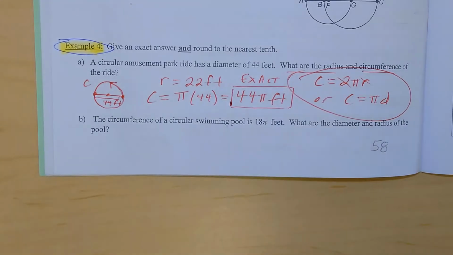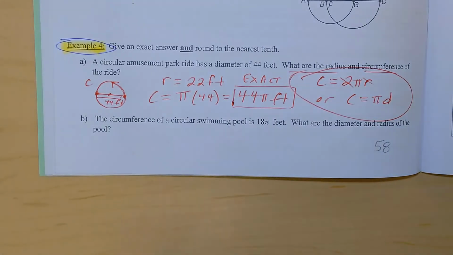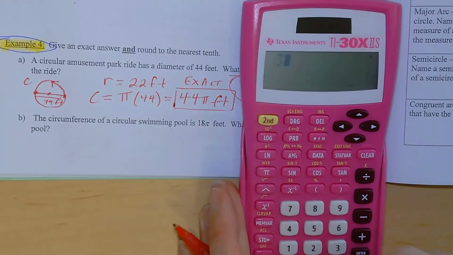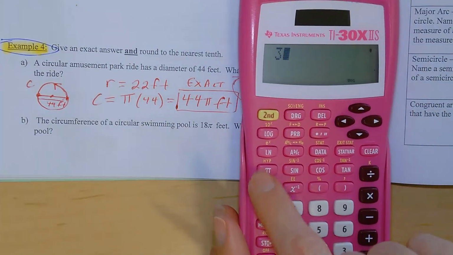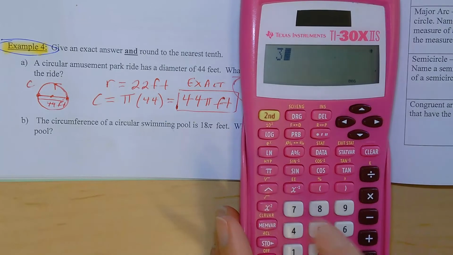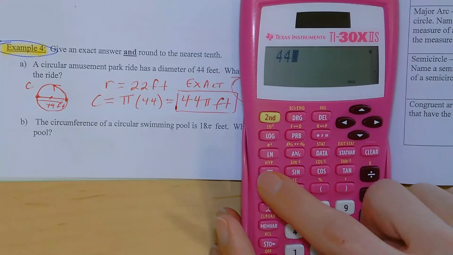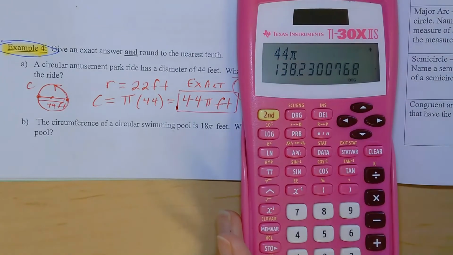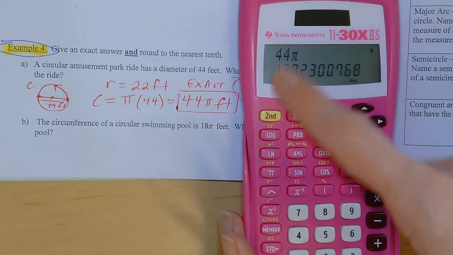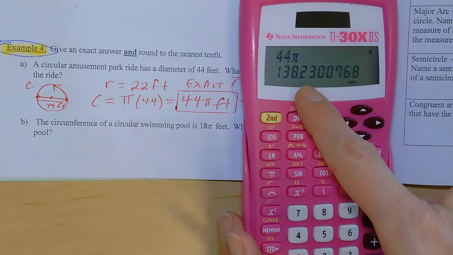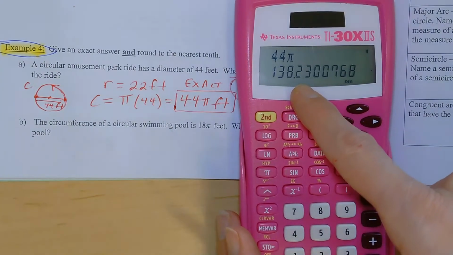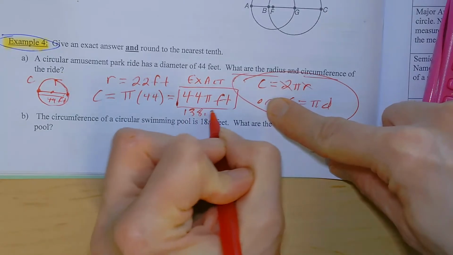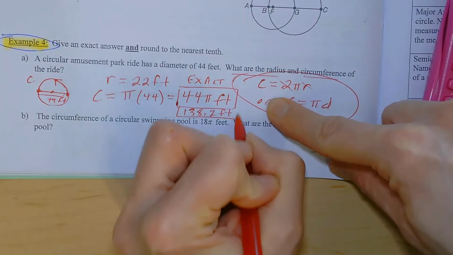So you'll have to look. If they say, hey, I want you to round to the nearest tenth, then take your calculator and use your pi key. If you have a scientific calculator, it should have a pi key on it. So you would just type in 44 pi, hit enter, and it will multiply 44 by 3.14159, and then you would round it to 138.2. That is an approximate answer. So 138.2 feet would be an approximate.